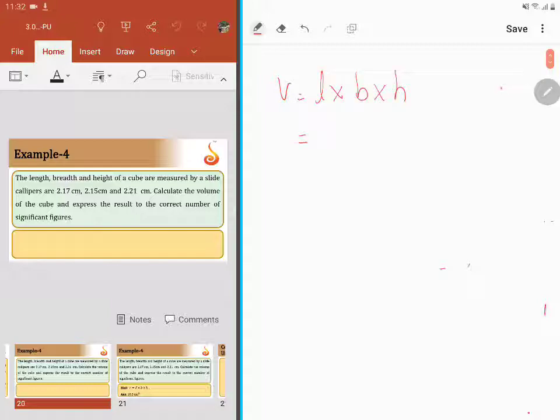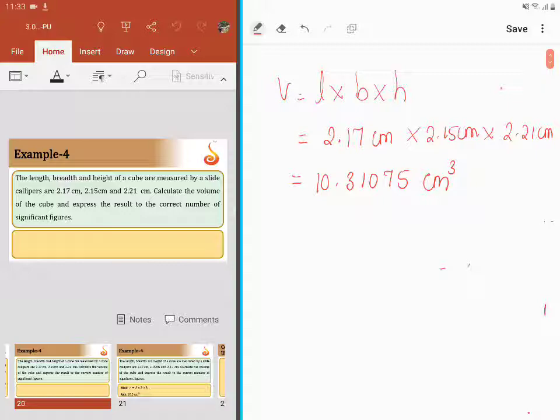So here length is 2.17 centimeter, breadth is 2.15 centimeter, and height is 2.21 centimeter. Now if you multiply all these things, the value is found to be 10.31075, and you have centimeter, centimeter, centimeter, so this would give you centimeter cube. That is the value that you would be getting.